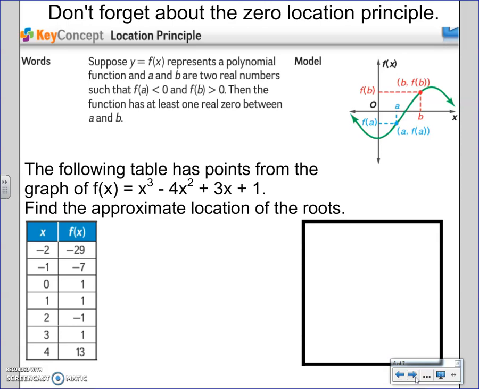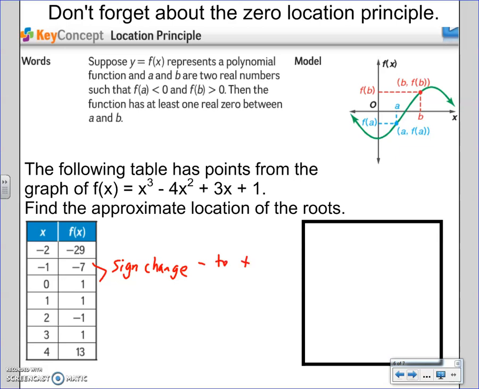So it says the following table has points from the graph of f of x equals x cubed minus 4x squared plus 3x plus 1. So it's cubic, degree is 3, there could be up to 3 answers. It says find the approximate location of the roots. So you look at the y values, not the x's, but you use x as the location. So from negative 29 to negative 7, did it change signs? No, it's negative 10, negative. But from negative 7 to positive 1, yes, there's a sign change. From negative to positive.